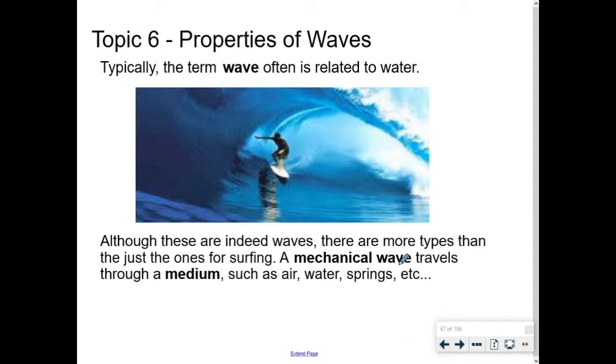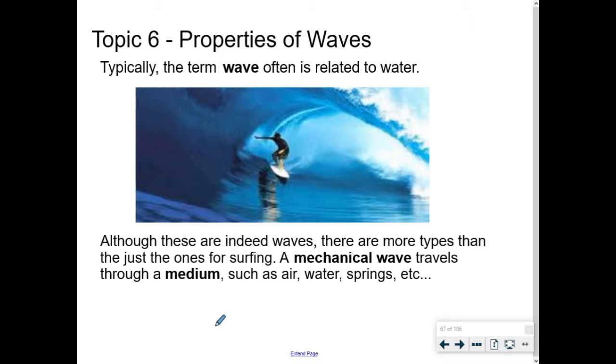The first definition I have is the one down here at the bottom. A mechanical wave is any sort of wave that travels through a medium. And that's probably where we need to pause for a second and discuss what a medium is. A medium is basically the stuff through which something might travel.